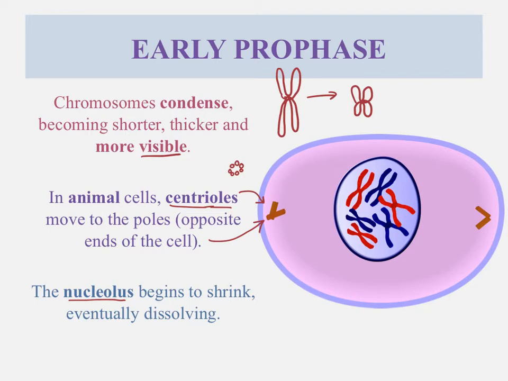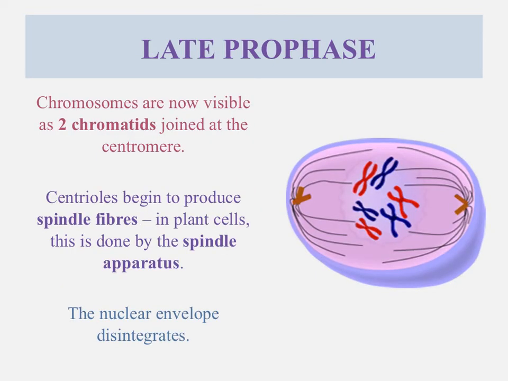The next step is late prophase, and we're going to look at that now. Late prophase is what happens after our chromosomes condense. Now we can see the chromosomes as two fat chromatid arms, and these centrioles at the side, we'll draw the centrioles and the arrow in, start to produce something called spindle fibres.